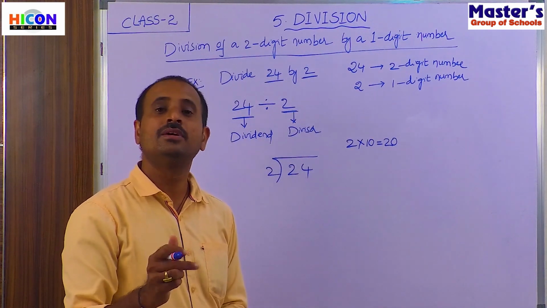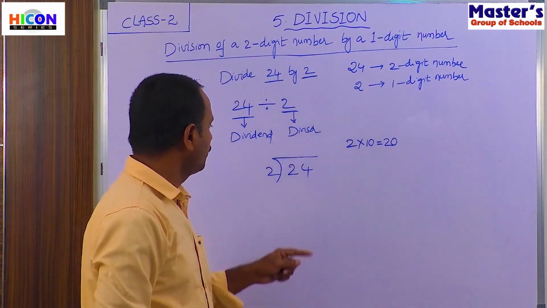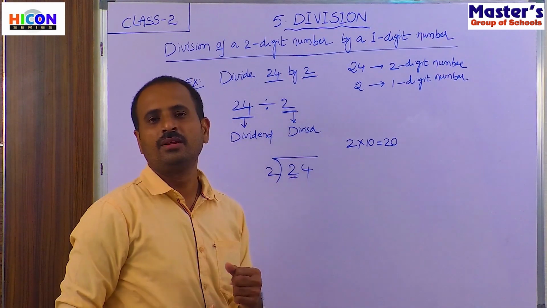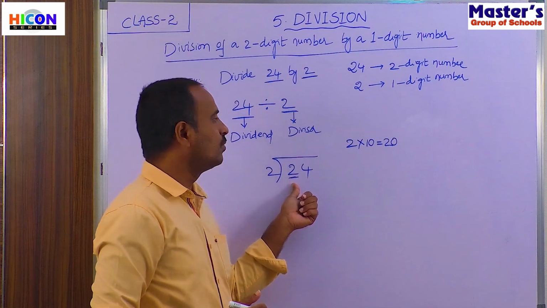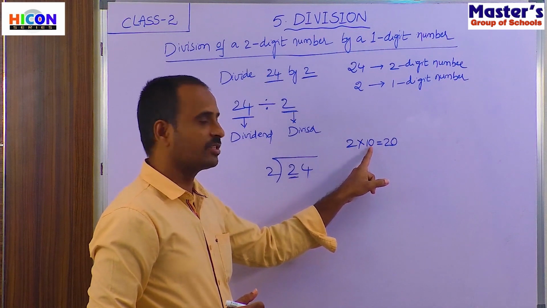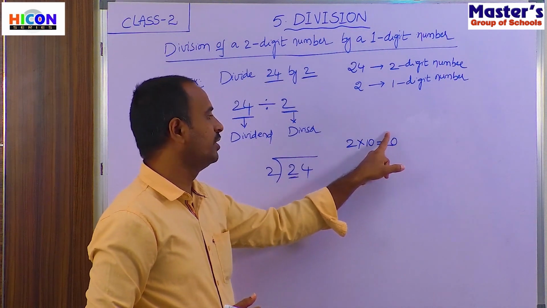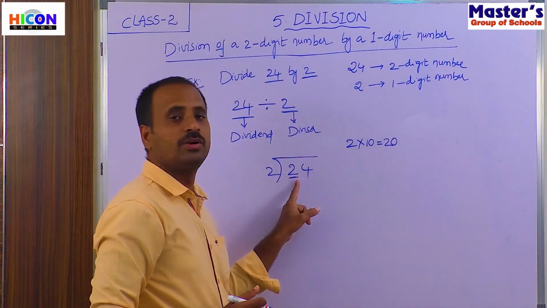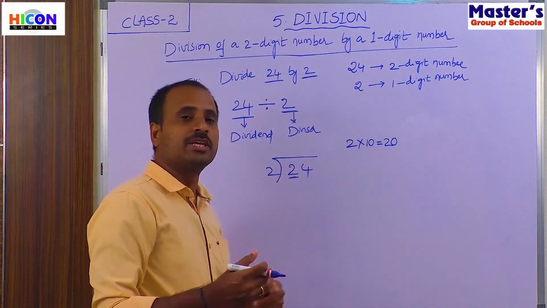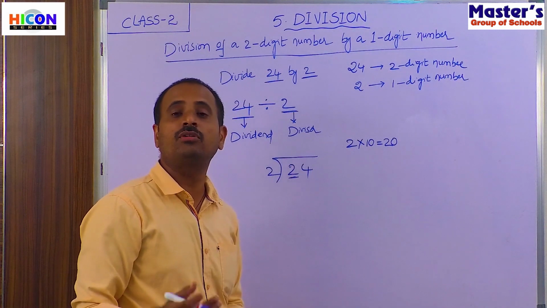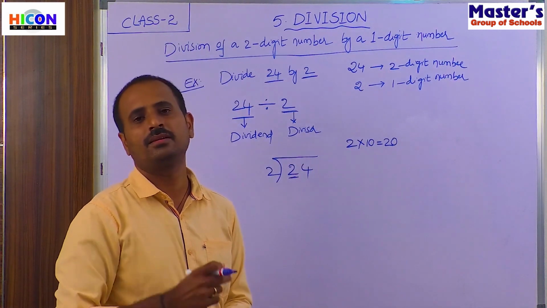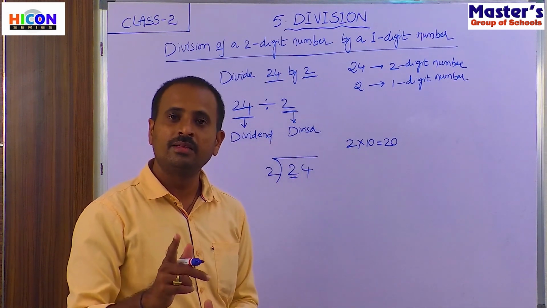So first take the first digit. What is the first digit here? 2. Children, do you understand? If the given dividend is more than 10 times, here 2 tens are 20, but they have given 24, which is more than 10 times. Then we have to start division by taking each digit separately. So first take the first digit.